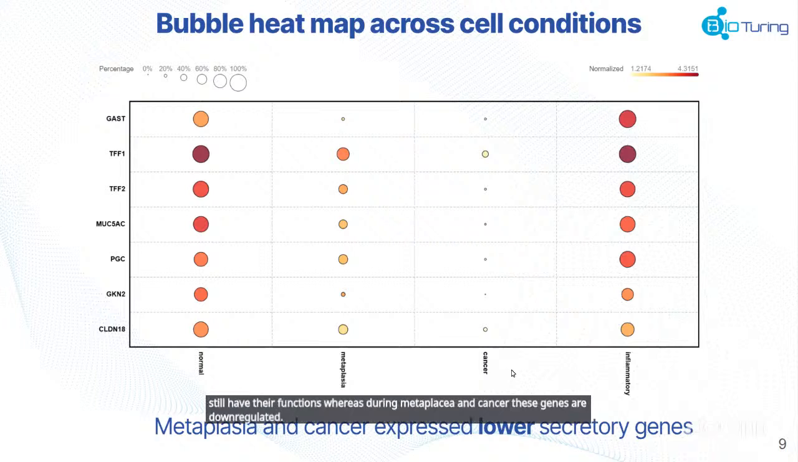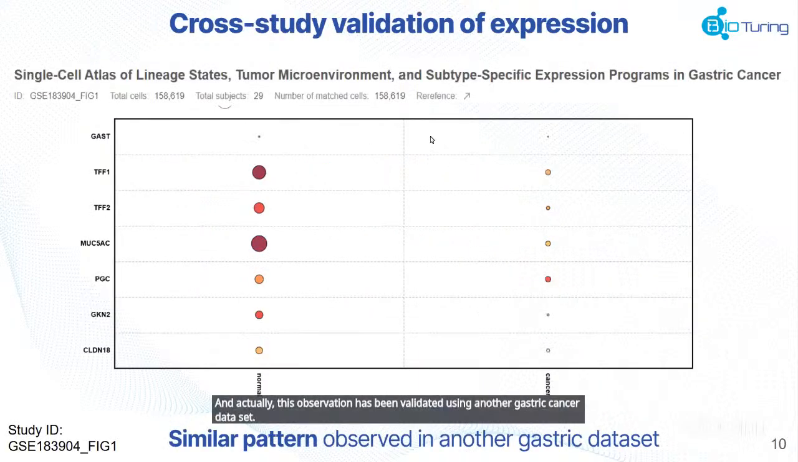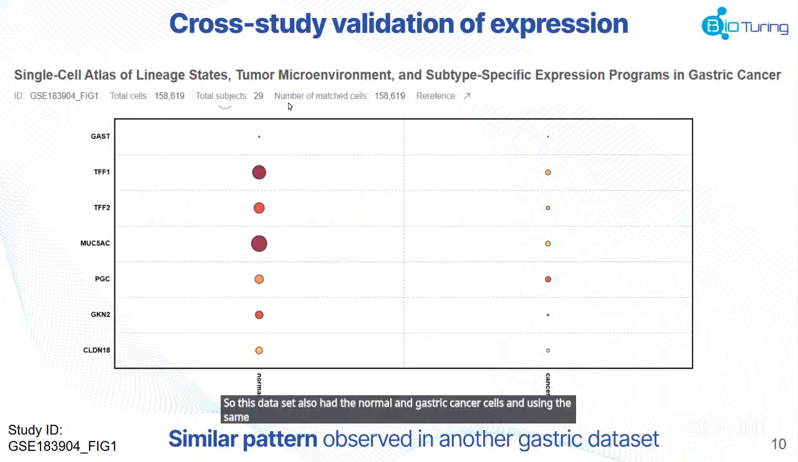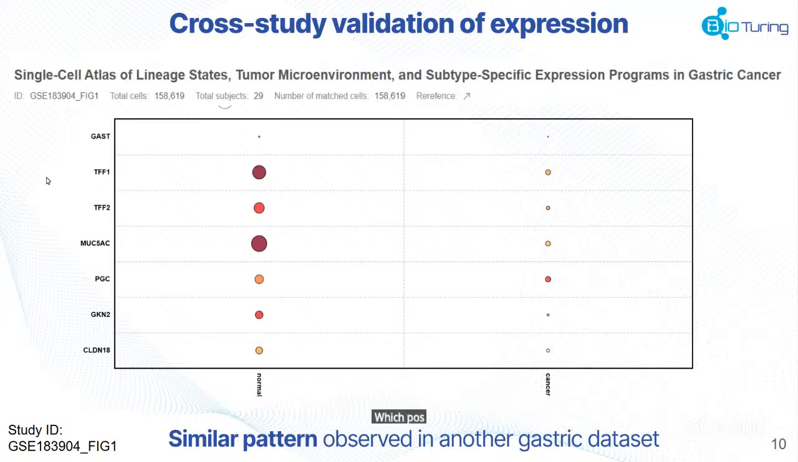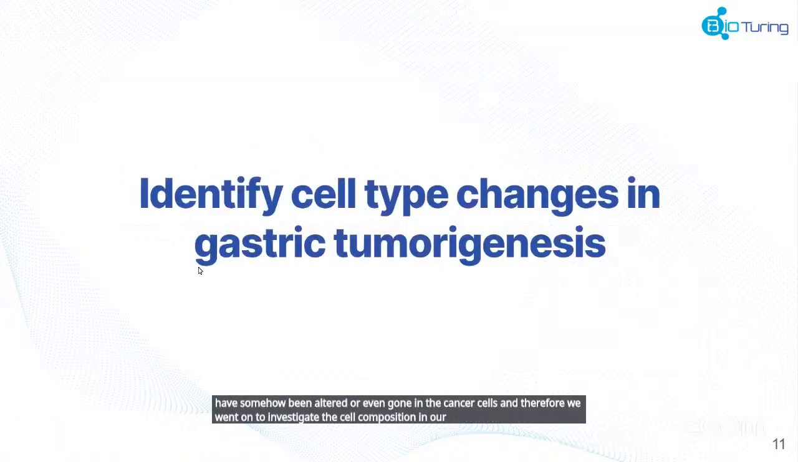And actually, this observation has been validated using another gastric cancer data set. So this data set also have the normal and gastric cancer cells. And using the same genes, we see that they are more expressed in the normal cells, which poses a question or a hypothesis. We believe that the secretory cells have somehow been altered or even gone in the cancer cells, and therefore we went on to investigate the cell composition in our data set.